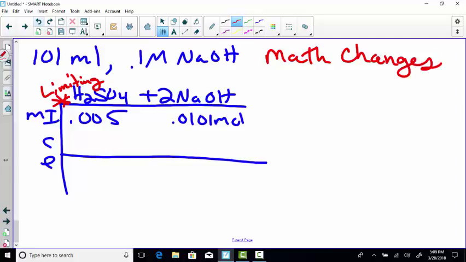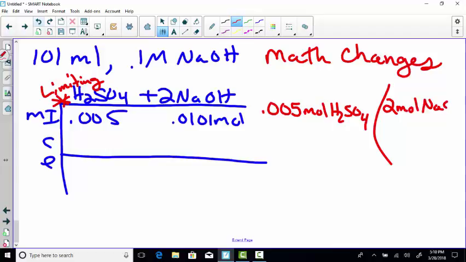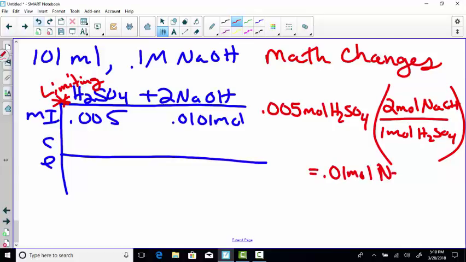Okay? So what happens is we've got to start with the 0.005 moles of H2SO4, and we have to multiply that by 2 moles of NaOH per 1 mole of H2SO4, which means this comes out to be 0.01 moles of NaOH. And what you should see is that is now smaller than that.